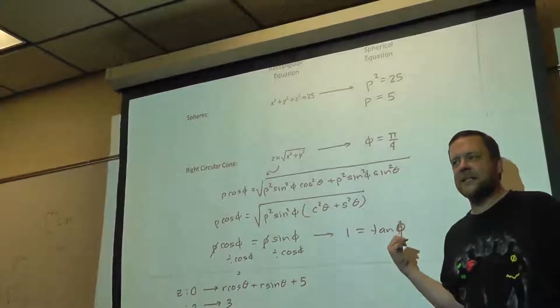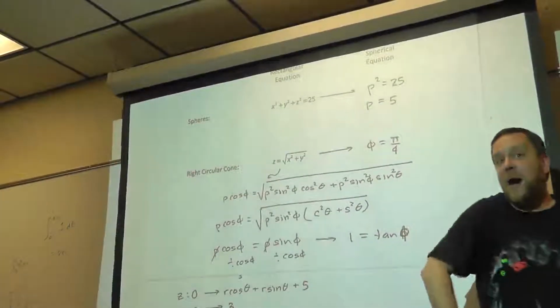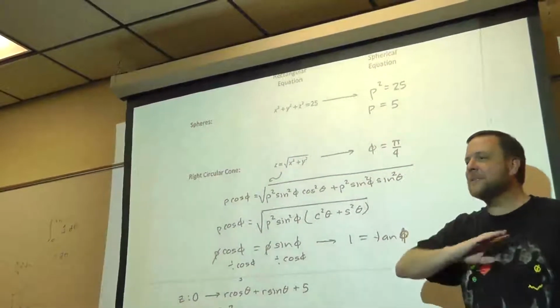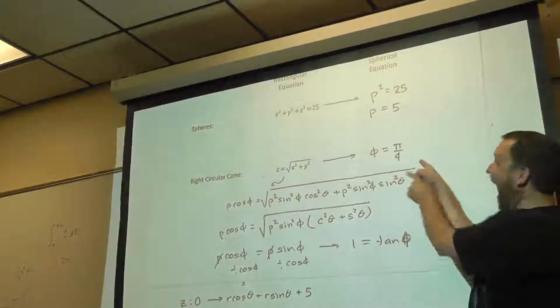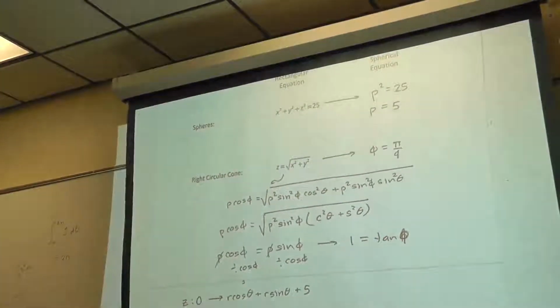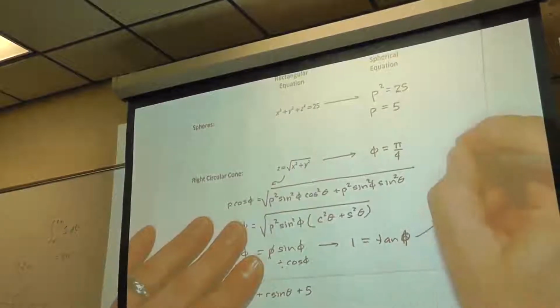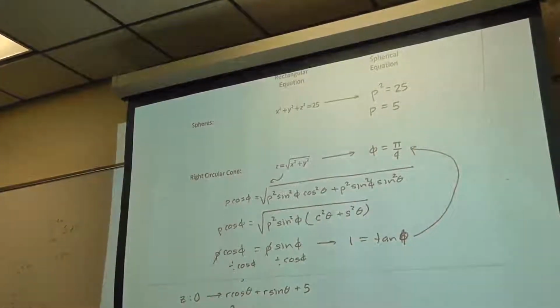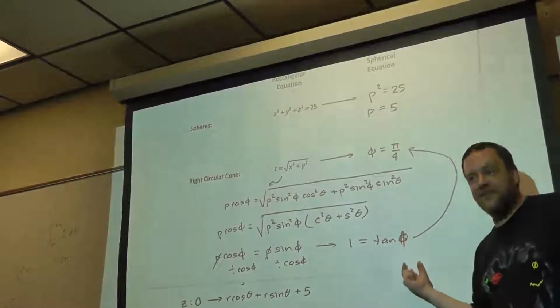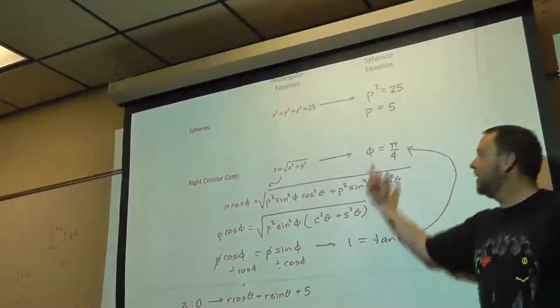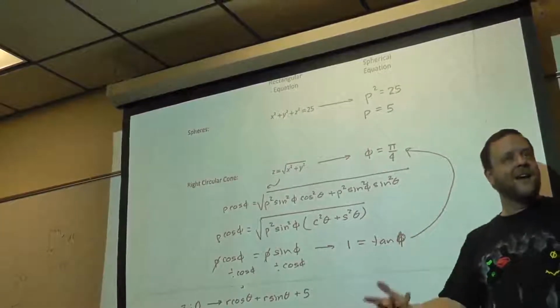Phi only exists between 0 and pi. So between 0 and pi, what's the only angle that gives you a tangent ratio of 1? Pi over 4. So in other words, if you take the inverse tangent of both sides, inverse tangent isolates phi by itself. Inverse tangent of 1 is a 45-degree angle.